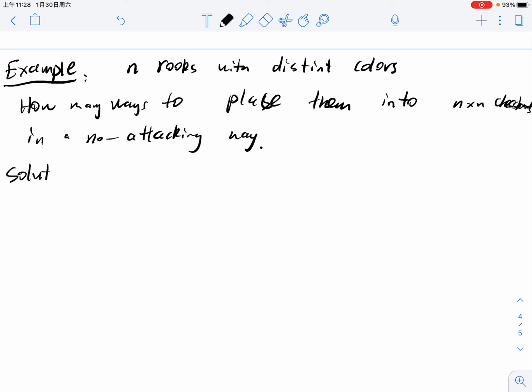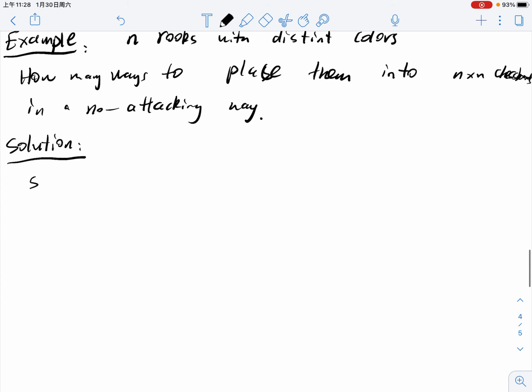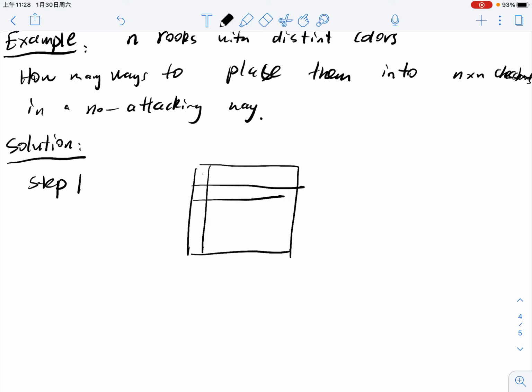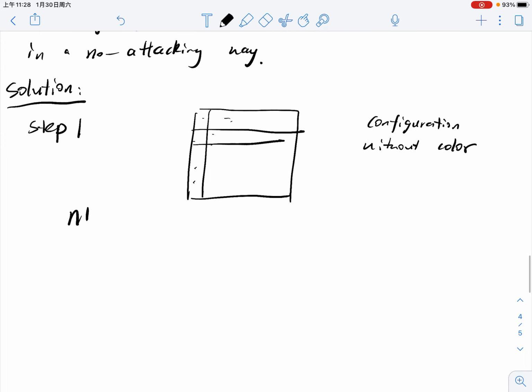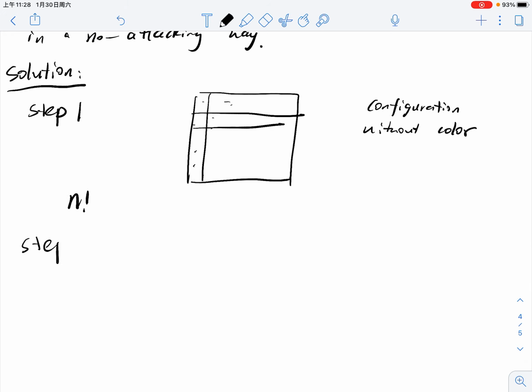Okay, so the way we solve the problem is we decompose the whole procedure into 2 steps. So step 1, we just put n rooks into non-attacking positions. So we get the configurations without color. So totally you have n factorial ways because of the last example.